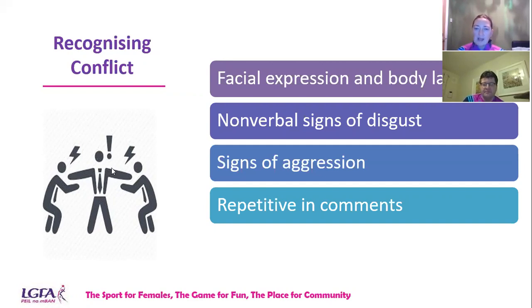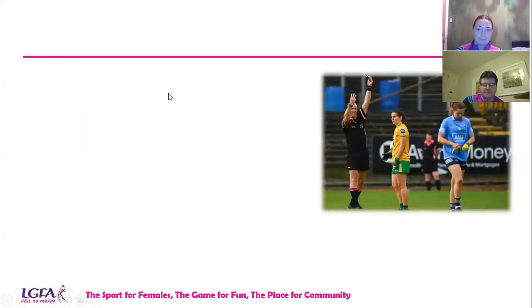The non-verbal signs, the disgust, the looks, the shaking of the head, and the noises, the signs of aggression, and the repetitiveness in the comments that you can hear over and over, the same thing being harped on. These are all signs of recognizing that conflict is probably around the corner, and they're warning signs for you of knowing what's coming next and how you can be prepared to deal with it.